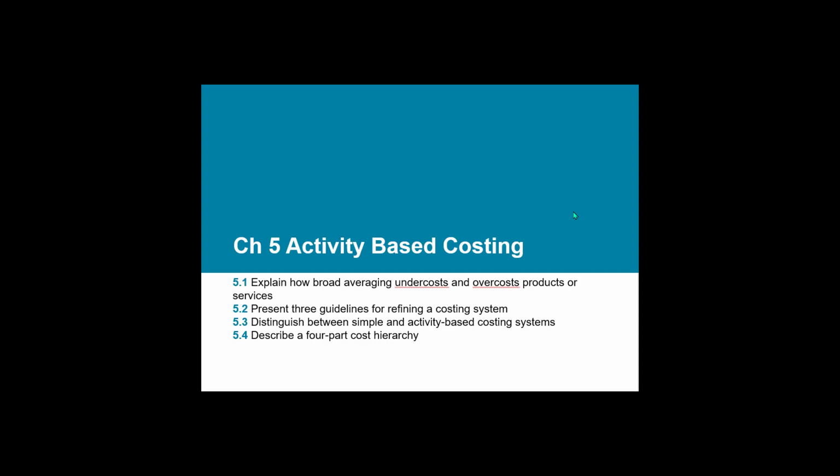Chapter 5, Activity-Based Costing. In this presentation, we'll be looking at what broad averaging does to undercost or overcost products and services. Then we'll look at some guidelines for refining a cost management system and distinguish between simple and activity-based costing systems.